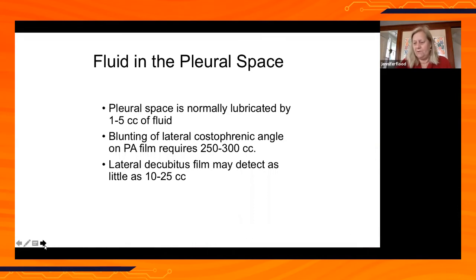So fluid in the pleural space. Normally the pleural space is lubricated by 1 to 5 cc's of fluid. You can see blunting at the costophrenic angle laterally on the PA film when at least 250 to 300 cc's of fluid is present. With a lateral film, you can visualize blunting from just 75 cc's of fluid. And then with the lateral decubitus film, you can see as little as 10 to 25 cc's. So these additional X-ray views are super valuable to help you spot a pleural effusion that may be due to TB.